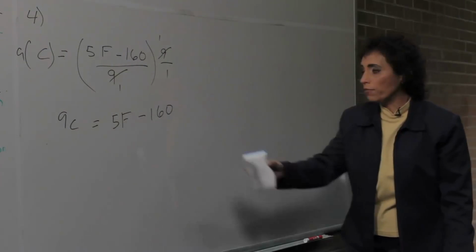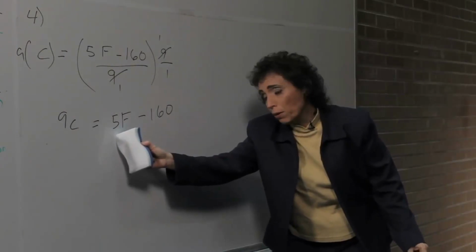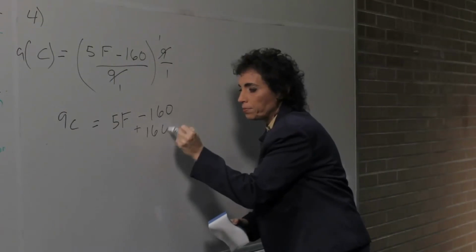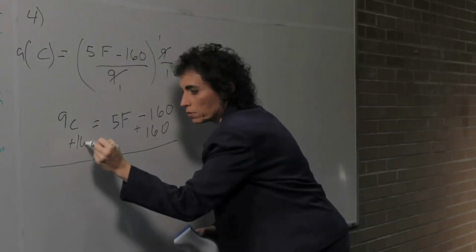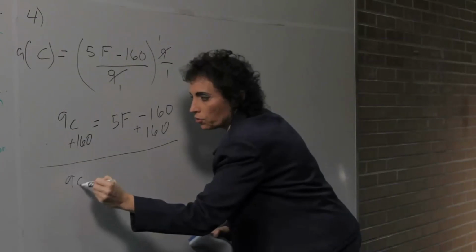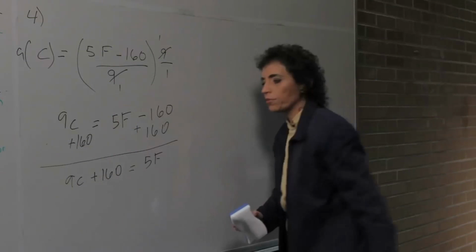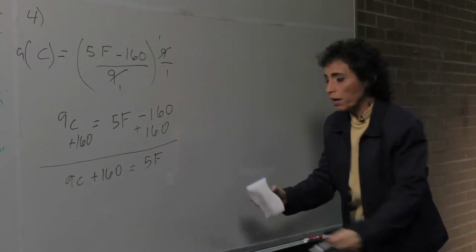We're solving this for f. This is the only f in the problem. I would leave it there. So that means everything else has got to go to the left. And we get 9c plus 160 equals 5f. Well, now I have to divide by 5.